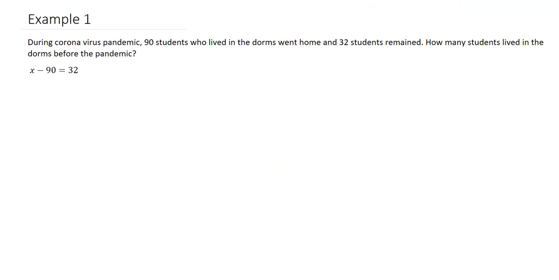Example 1. During the coronavirus pandemic, 90 students who lived in the dorms went home, and 32 students remained. How many students lived in the dorms before the pandemic? So we're going to use this as our equation in order to solve. So if we have x minus 90, which is equal to 32. Our goal is we want to get x by itself, and we need to find out what the variable is in terms of the value.